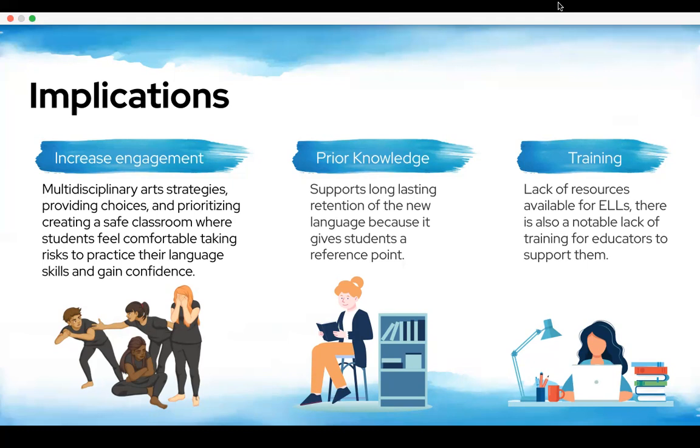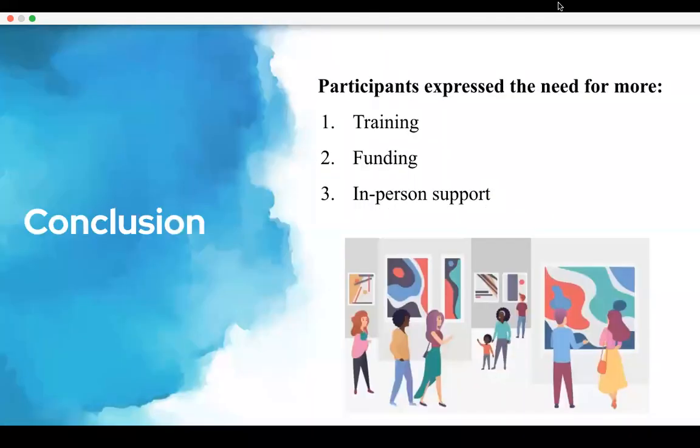They were able to make those connections, and the research stated that in order for any language to be long lasting and understood, it needed to have a reference point from which to draw from. And lastly, training. There was a lack of resources available for ELLs. There's also a lack of training for educators to support them in both the arts and in just ELL learning. So finally, in conclusion, the participants expressed the need for more training, more funding, and more in-person support in order to effectively teach their ELL students.